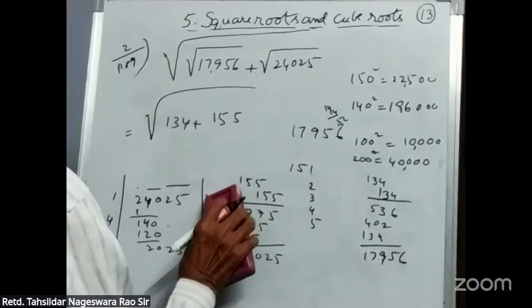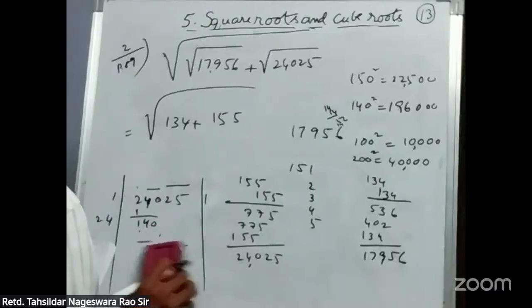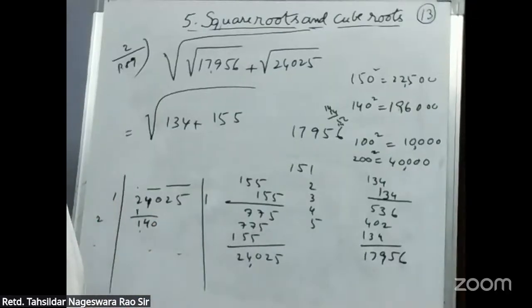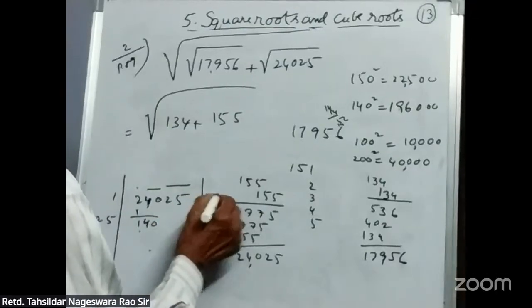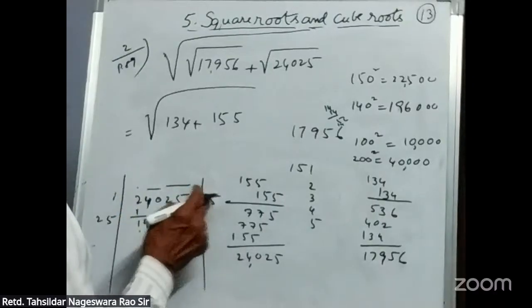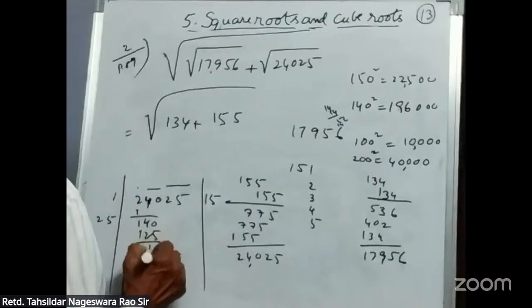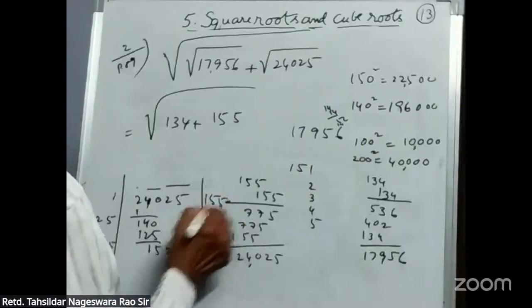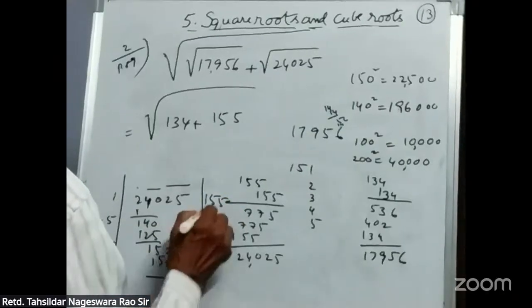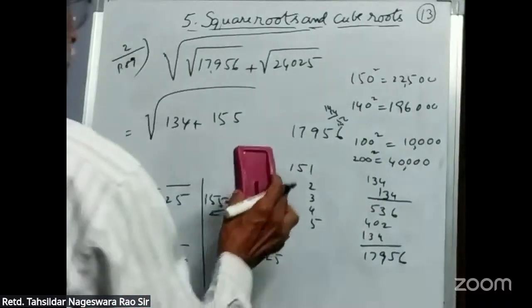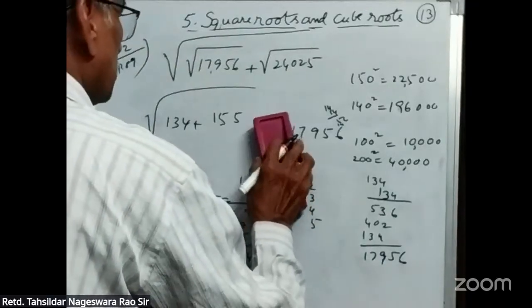One is double. Again, one also double. 5 times, 125. 15, 25. This will be 30. 5 times. 15, 25. You will get 145 in this method also. No problem. As per your convenience, do it.